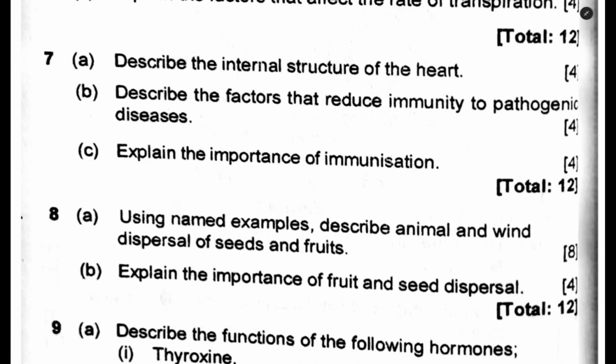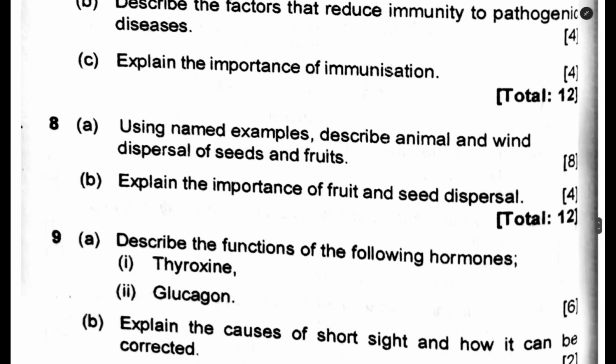Then describe the factors that reduce immunity of the pathogenic diseases. Like I said, on diseases, immunity, you need to know it. Okay? Then explain the importance of immunization. So really, this part, look at it.